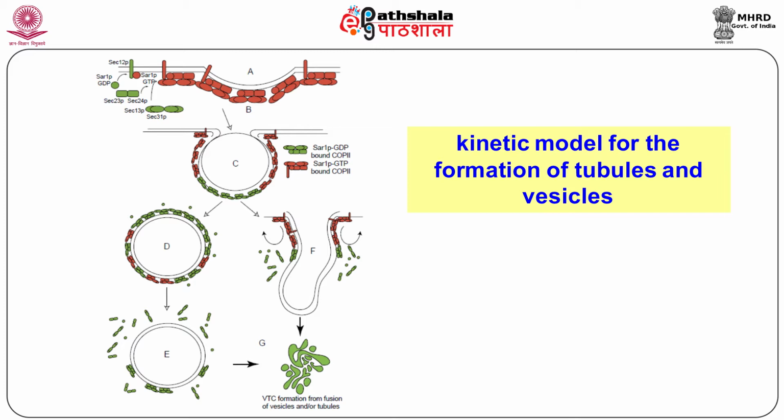Alternatively, continued coat-driven membrane protrusion driven by continued Sec12p activity coupled with rapid SAR1 GTPase activity could result in the formation of a tubular structure that is not coated with COP2 at its apex. This can be seen as structure F. Either vesicle or tubule formation provides precursors for VTC formation based either on tethering or fusion.